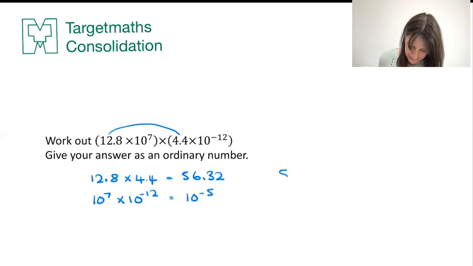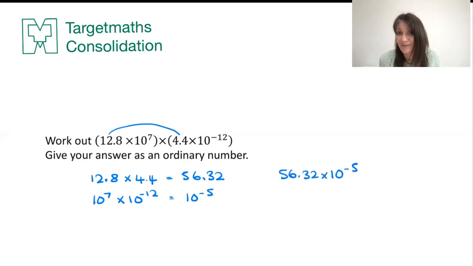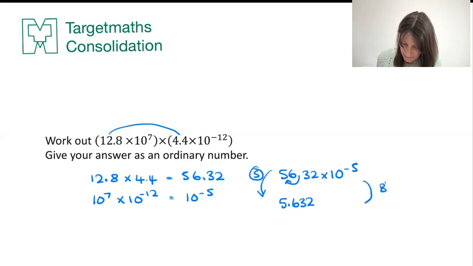So putting that together gives me this, which isn't standard form because we've got 56, not 5.6. So that's going to come in one place. All right, and it's made it smaller on that side, which means we're going to make it bigger on this side. Times 10 to the minus 4 is the final answer in standard form.